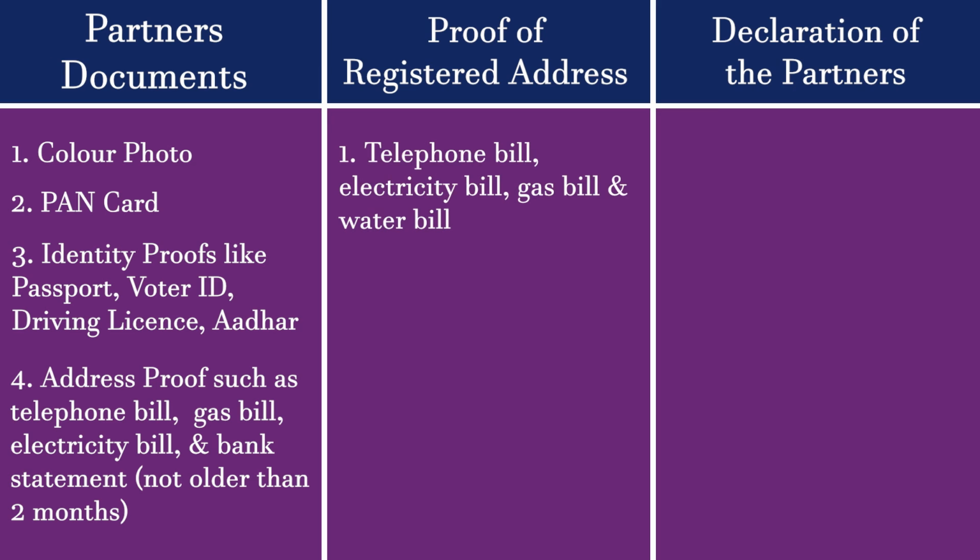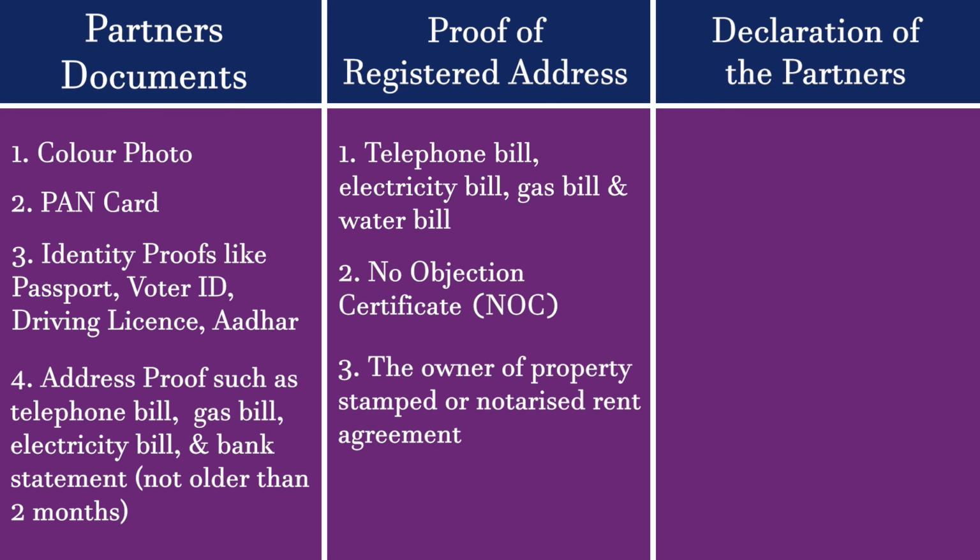Number 2. Proof of registered address. Documents for registered business address are required, which will be telephone, gas, electricity bill, or water bill not older than 2 months. Also, a no objection certificate is required prior from the owner of the property and a stamped or notarized rent agreement.